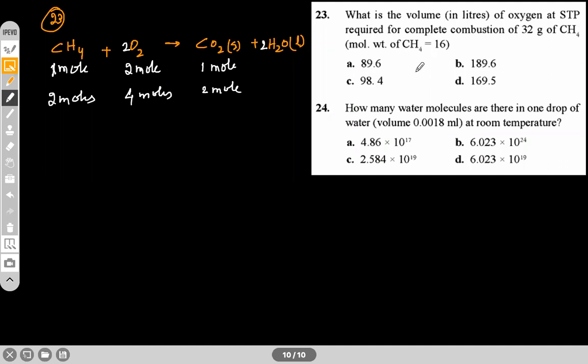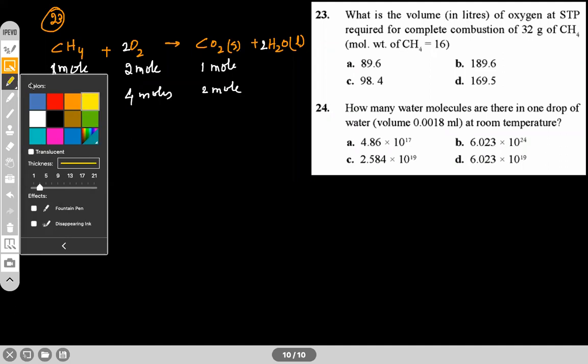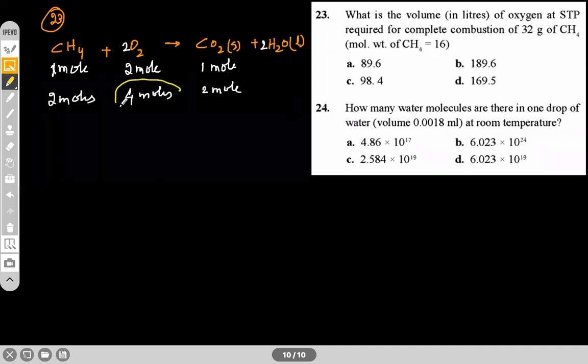Right? Now, you need to find out the volume in liter of oxygen, right? Which is required for the complete combustion of this. So for the complete combustion, it requires 4 moles. That is the number of moles we need to find out. 4 moles of oxygen required for complete combustion. So 4 moles is equal to what volume? 4 into 22.4, which is 89.6. Easy.